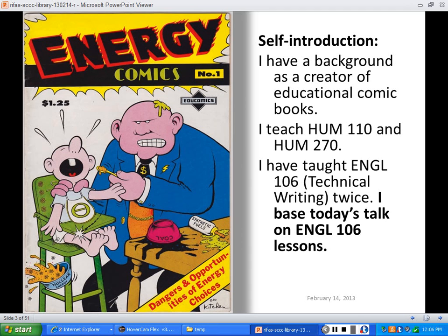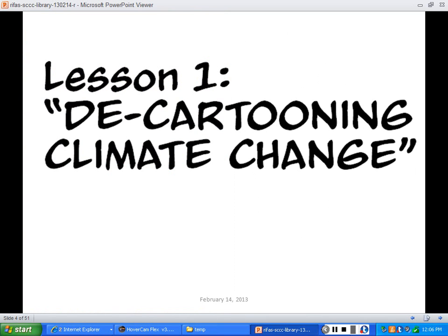When I saw the display of books that had been set out, I recognized all of the books on comics. I own most of those. The books on global climate change, I'm not as familiar with. So I know we have one instructor here at least, and the lessons that I give can be taught without really knowing that much about climate change. And the first one I call decartoon.